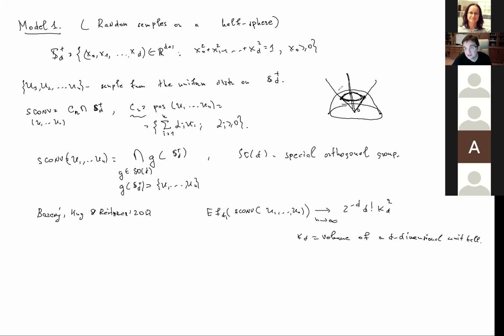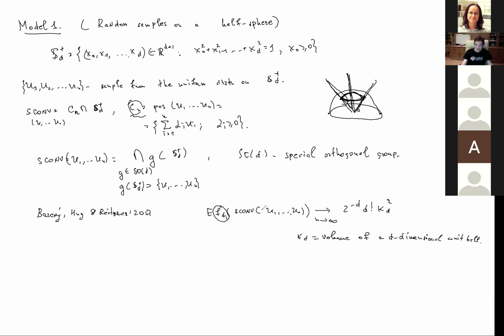This one, and the third one, this one. So these are 2-dimensional faces of the cone. And these 2-dimensional faces correspond to 1-dimensional faces of the spherical convex hull. This one, and this one. And this is what I denote f_{d-1}. So if d equals 3, then this is just the number of edges of the spherical convex hull, or equivalently the number of faces of the cone Cn.